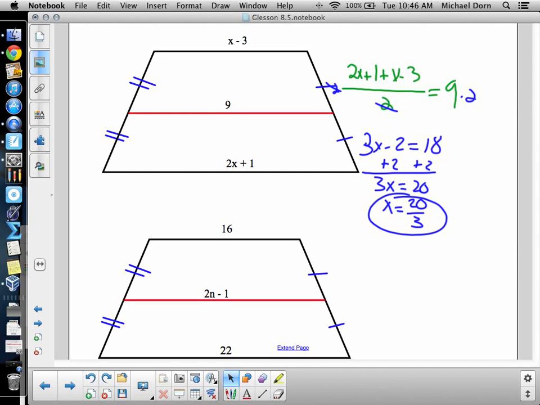Now, when the variable's on the mid-segment, it's actually a little easier. In fact, it's a lot easier. Here's what we do when the variable's in the mid-segment, but we know these two lengths. I ignore that for a minute, completely. Just cover that up. And I say, gosh, if this is 16 and this is 22, what's that middle segment going to have to be?